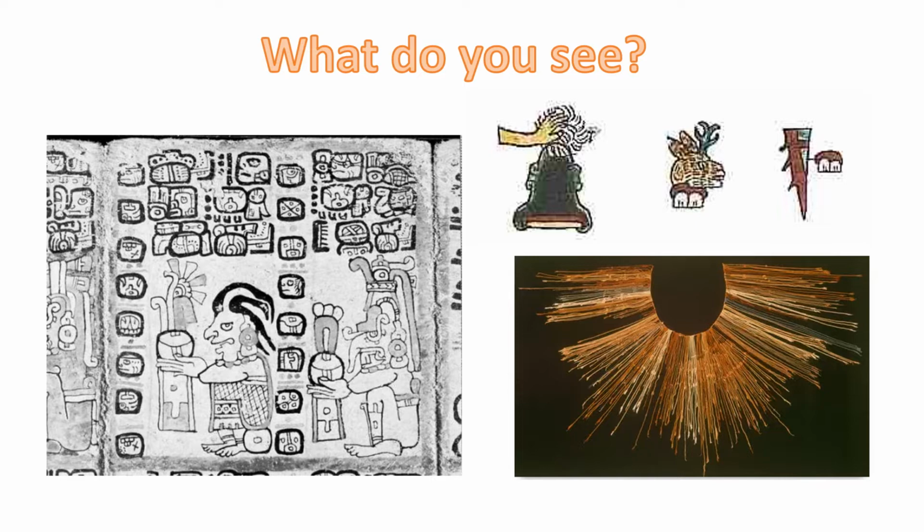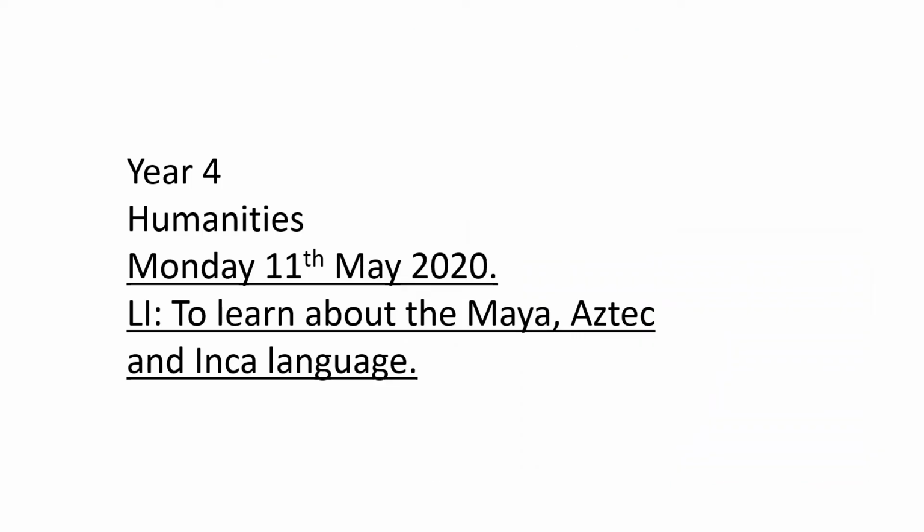Now, I want you to take a look at your screens and tell me, what do you see? Have a think and write it down. Well done everyone. So for our Humanities lesson today, we're going to be learning about the Maya, Aztec and Inca language. I want you to write down the long date, Monday 11th of May 2020, and the LI to learn about the Maya, Aztec and Inca language.